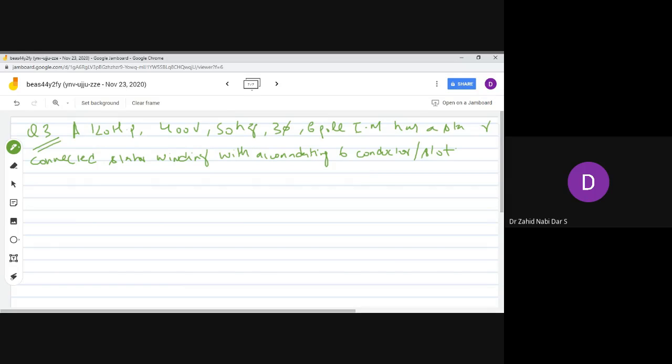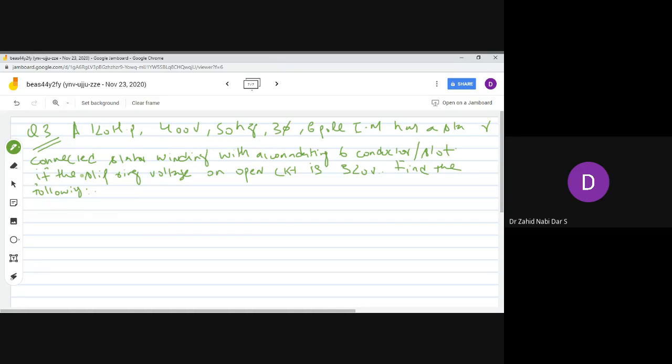If the slip ring voltage on open circuit is to be 320 volts, that means the stator voltage is 320 volts. Find the following for the rotor of the motor. I'll write: find the following.